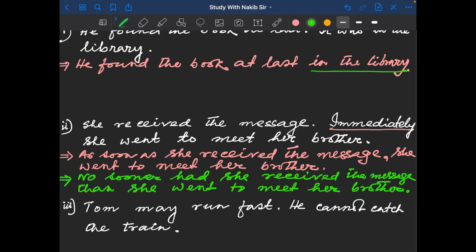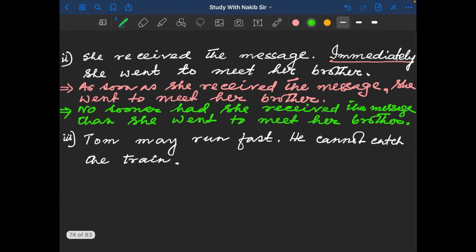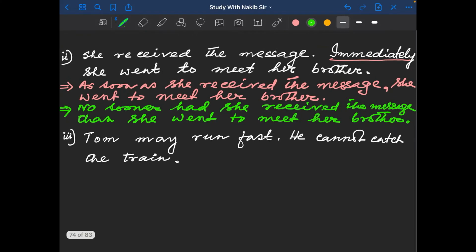Now go to the next question. Question number 3. Okay, Tom may run fast. He cannot catch the train. Why? Tom may run fast. See the nature. So it is natural for him to catch the train, but the second sentence is saying that he cannot catch the train. So it is a contradictory fact. It is a contrast. So we can join the sentence like this way.